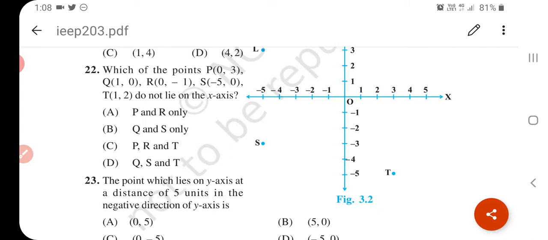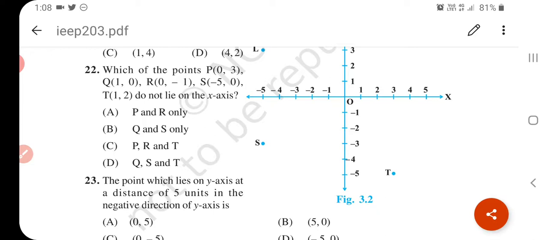A point having 0 abscissa is on the y axis. We know that a point on x axis has always its ordinate equal to 0. So the points which do not lie on the x axis are P 0, 3 and R 0, -1, and T 1, 2. Hence C is the correct answer. Okay, understand.